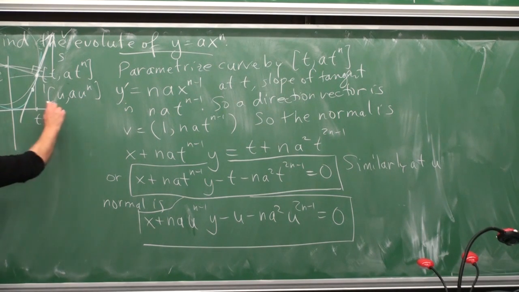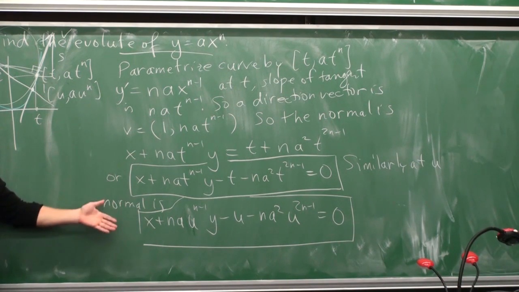So we have two normals. What we're going to do is find the common point of intersection and then let u approach t, and see where that common point of intersection drifts towards. All right, so how do we solve the intersection of these two lines? These are just two linear equations. We have to solve for x and y, two equations in x and y.